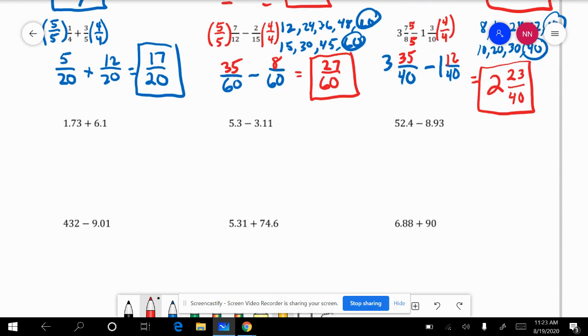The key for the decimals is the actual decimal. What you have to do is remember to line up the decimals. So we have 1.73 plus 6.1. I put a 0 as a placeholder, and then I'm going to add them up. 3 plus 0 is 3. 7 plus 1 is 8. 1 plus 6 is 7.